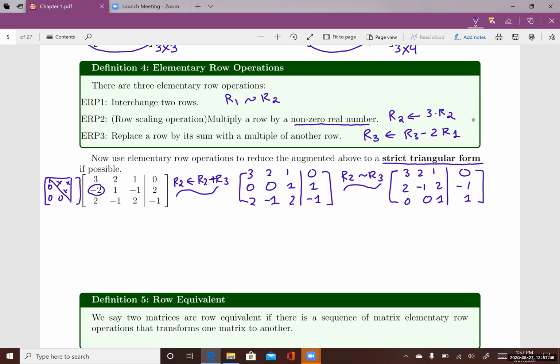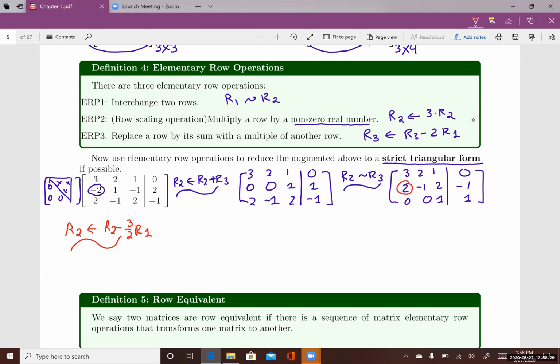Okay. Now, the next step is I need to zero this out. If I zero this coefficient out, I can be done. So how can I zero this out? At this point, I know that I need to use the first row to zero out the second row. So I will replace row 2 by row 2 minus 3 over 2 row 1. I'm using 3 and 2 to zero the 2 out.